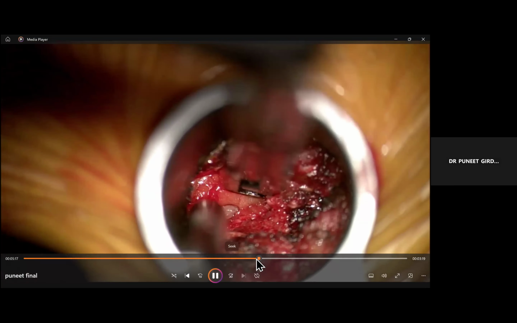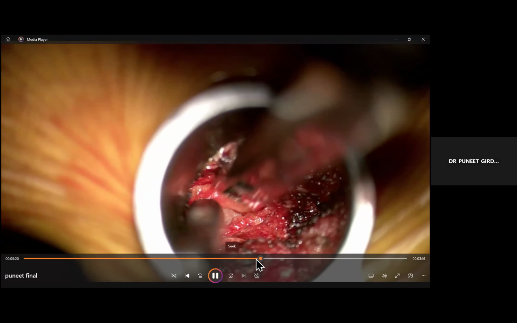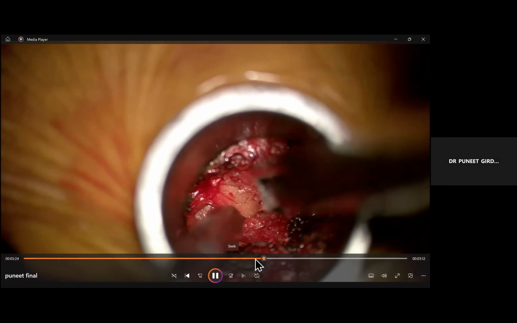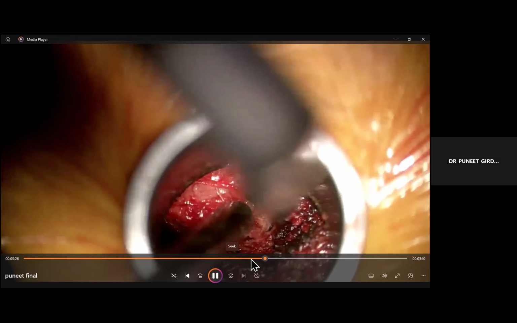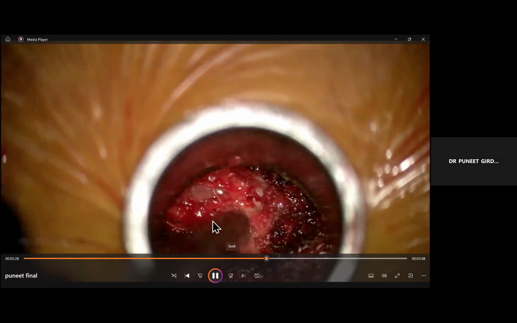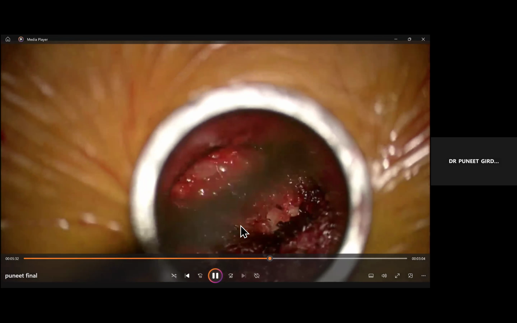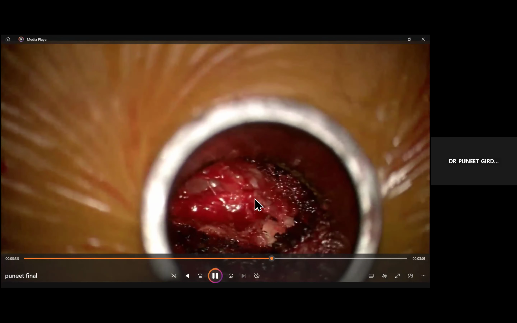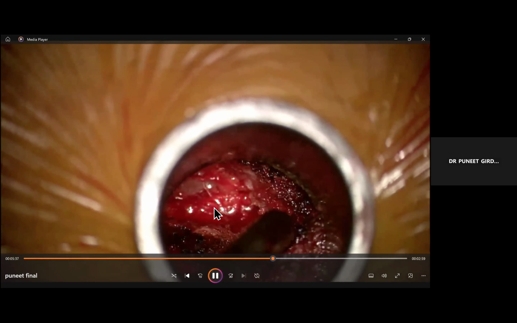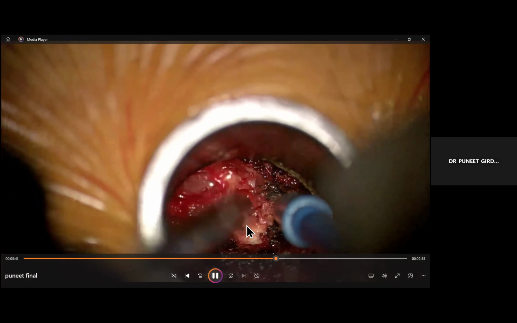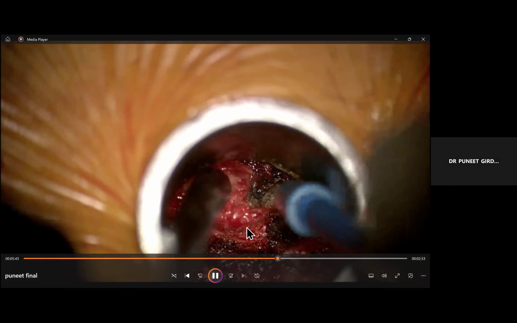So here I have taken off the inferior lamina and you can see the fat is very well visible. And following that, I tilt the table back to my side and ensure an adequate decompression of the ipsilateral lateral recess and mobilization of the nerve root on your side.